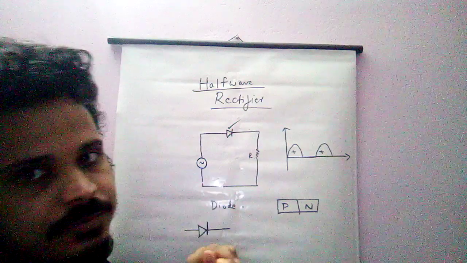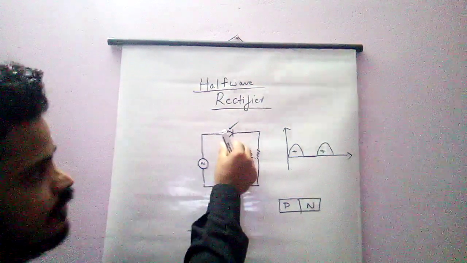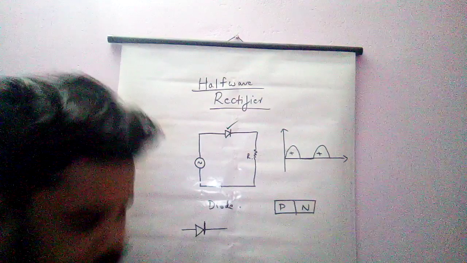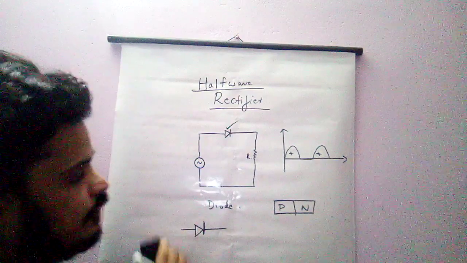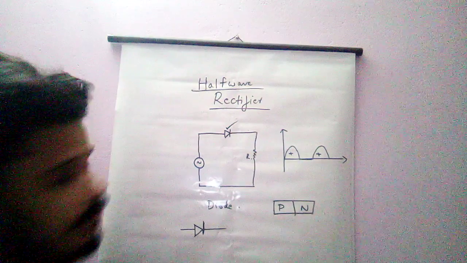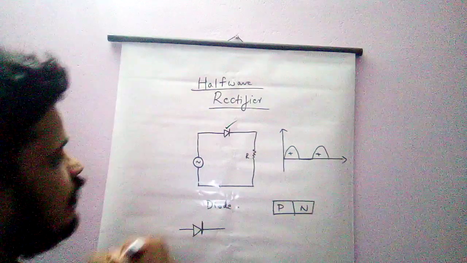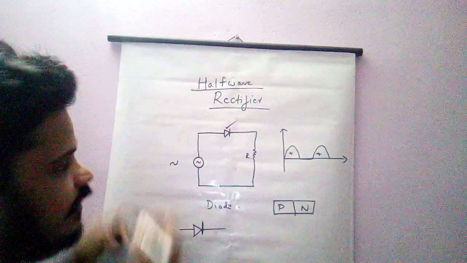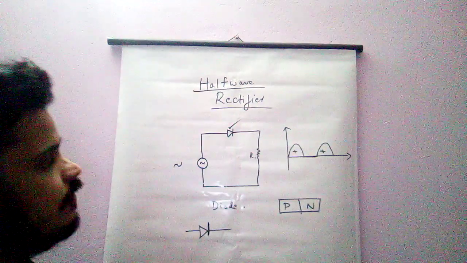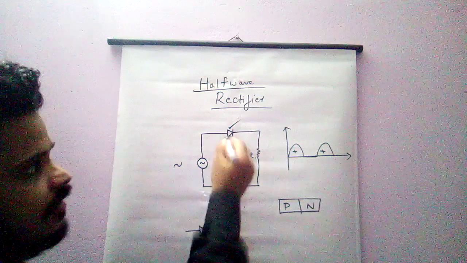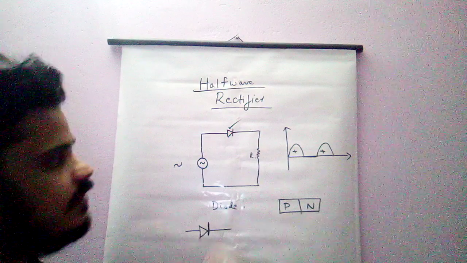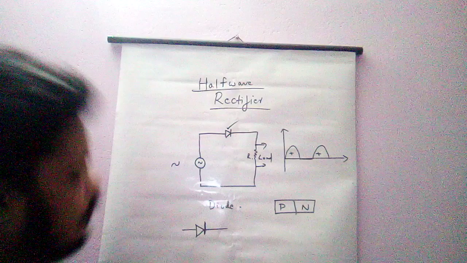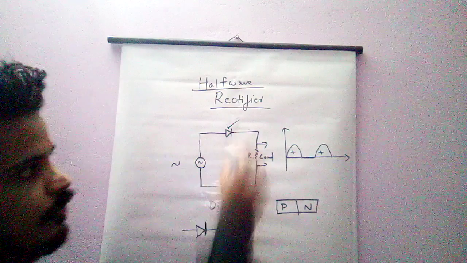So we have a diode here, and since we want to convert AC to DC, the input will be AC, which I have represented as a sine wave. So the input is AC, there is a diode, and there is a load. This is the load. So this is the circuit.